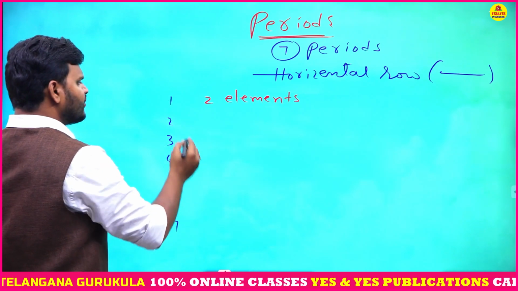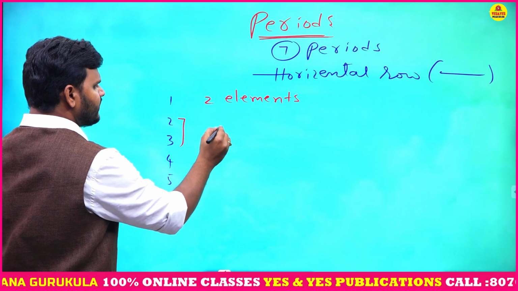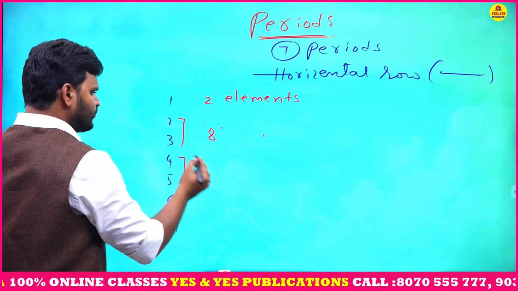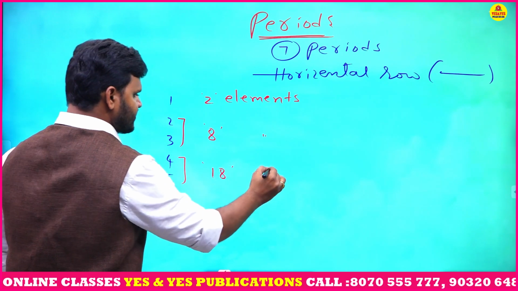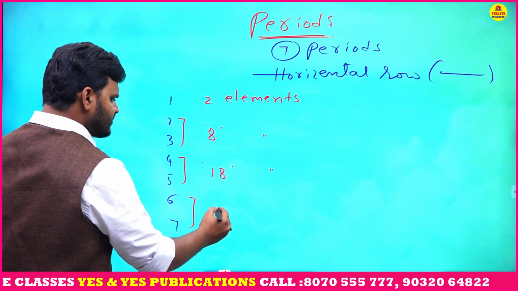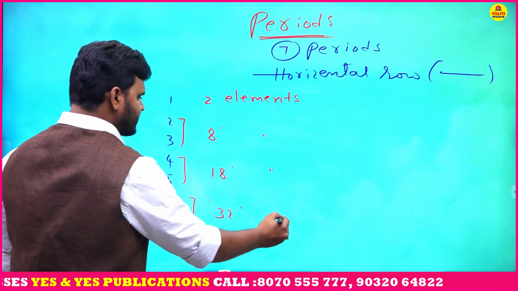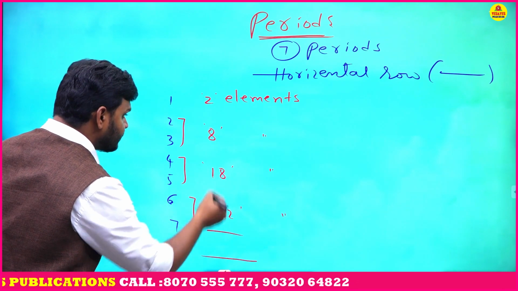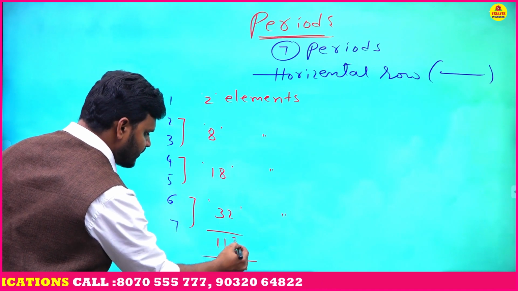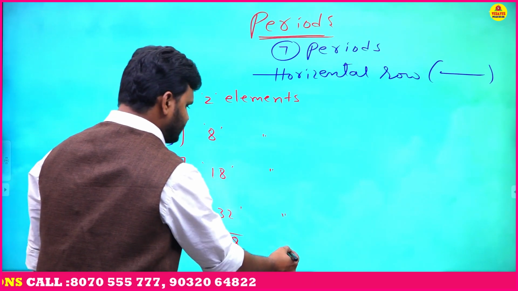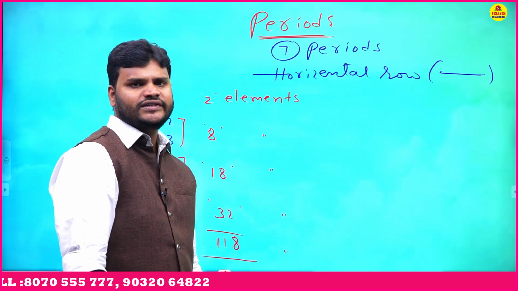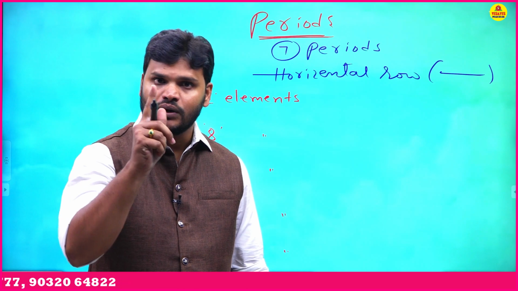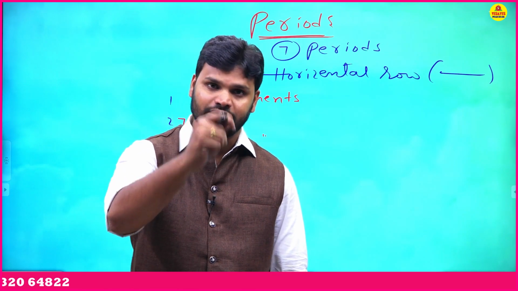What about the second and third? The second and third contain 8 elements. The fourth and fifth contain 18 elements. The sixth and seventh contain 32 elements. When you count the total, you will get 118 elements. So ultimately what I want to say is the periodic table contains 118 elements in total.